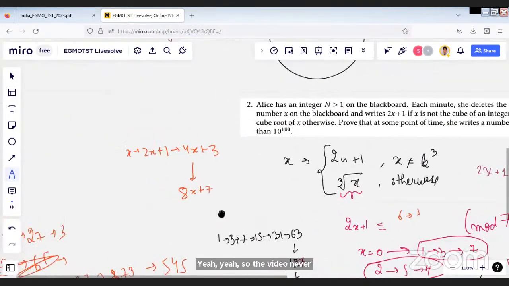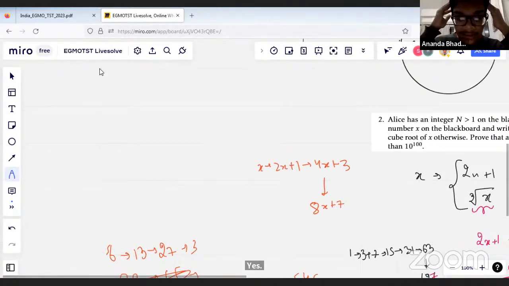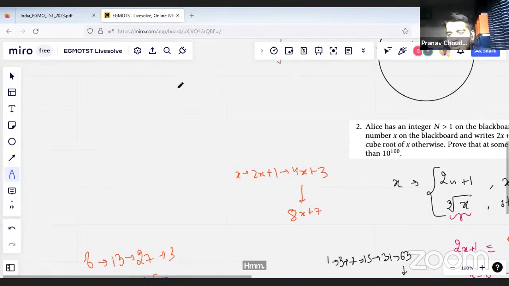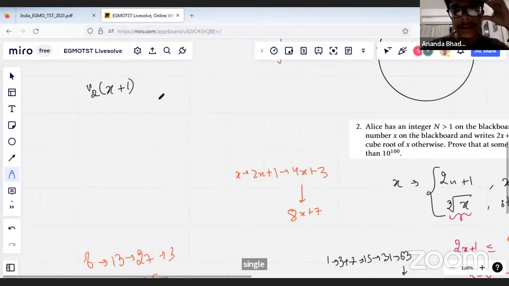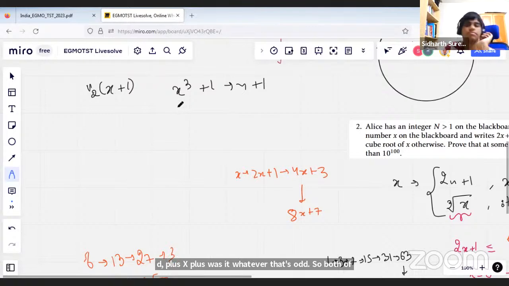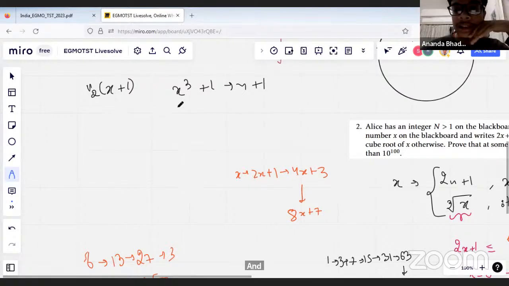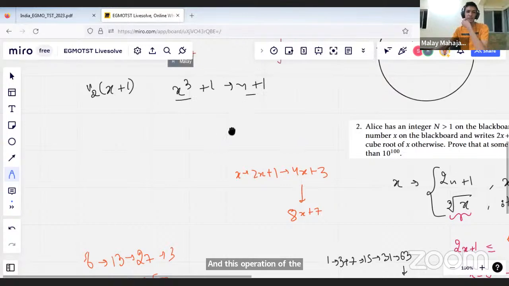Wait, what? Can you say that? V2 of number plus 1 never decreases. So you're saying if V2 of x plus 1 holds, then x cubed plus 1 goes to x plus 1, then x squared minus x plus 1, that's odd. So both of these have the same V2. What if x is even? What if x is odd? It's like x squared plus x plus 1, which is always odd.